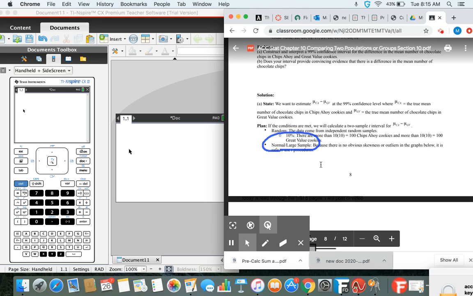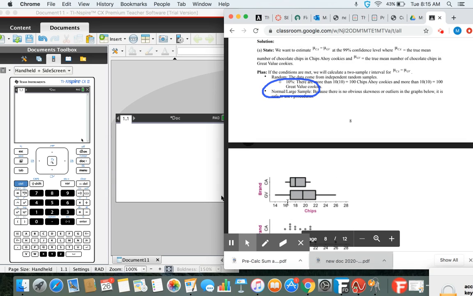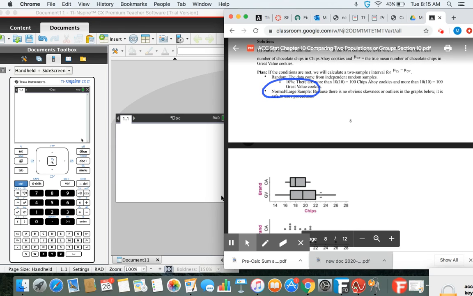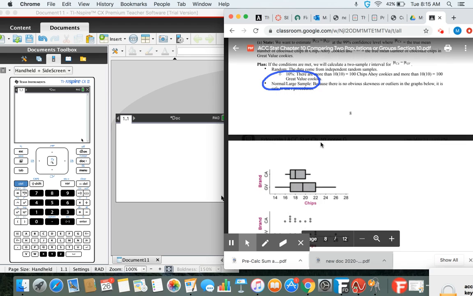So that means we would have to enter the data into the calculator, list and spreadsheet, right? Check all that, enter it, graph it, get the box plot, and you would have to look and say, okay, is there skewness or are there outliers? And because there's no strong skewness here, nor any outliers, it's safe to continue, meaning this condition checks off.